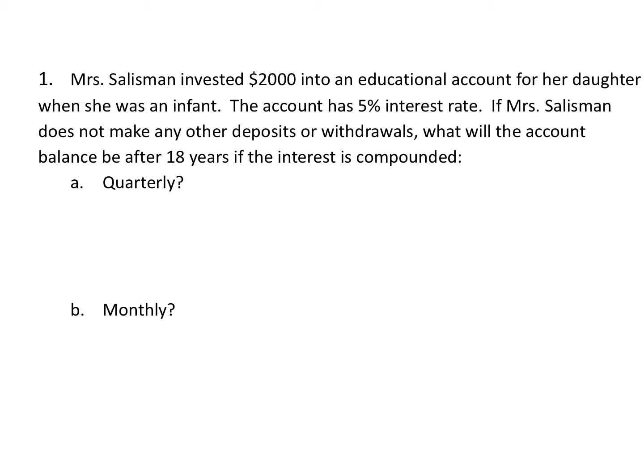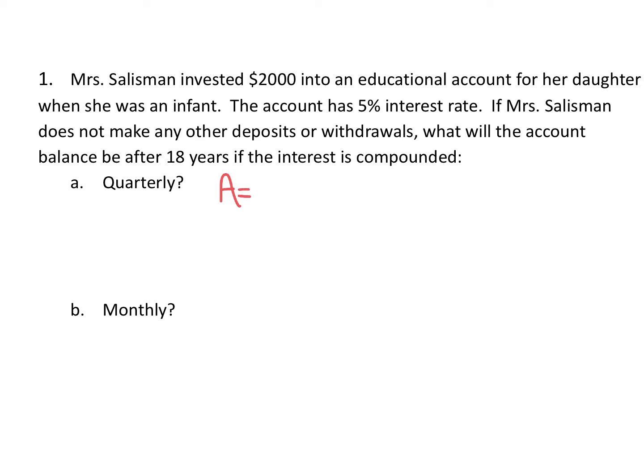Mrs. Salisman invested $2,000 into an educational account for her daughter when she was an infant. The account has a 5% interest rate. If Mrs. Salisman does not make any other deposits or withdrawals, what will the account balance be after 18 years if the interest is compounded? Well, let's look at if it's compounded quarterly, which means it's being compounded 4 times a year.